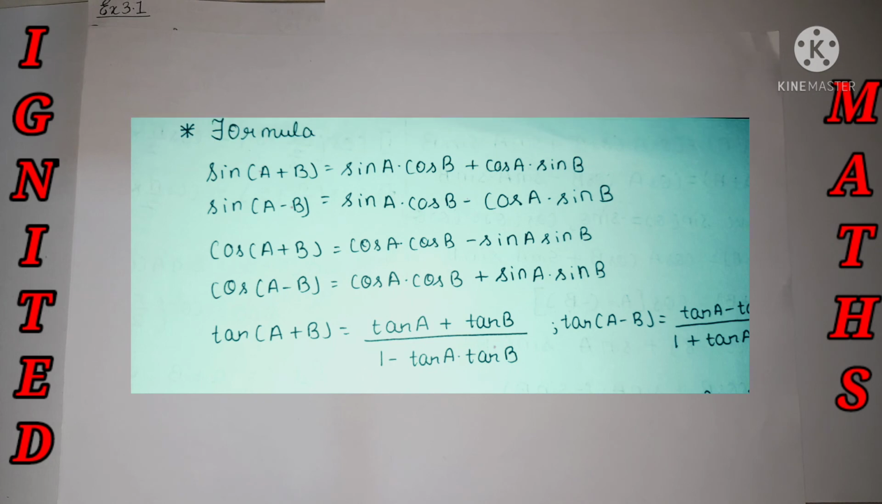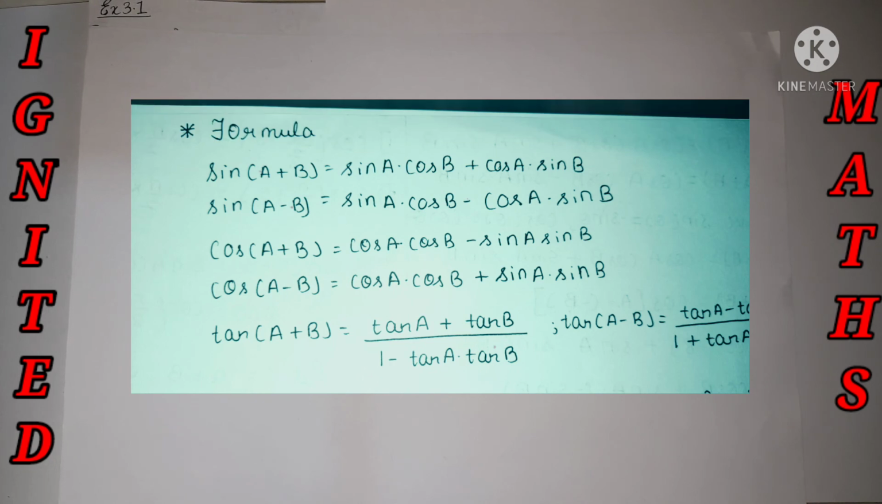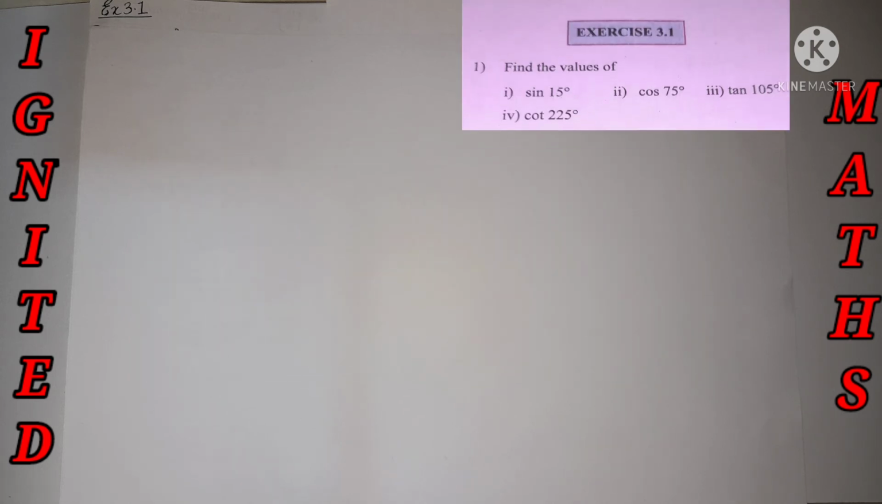Before moving to the exercise, here is a quick revision of the trigonometric functions of compound angles formulae listed over here. That is sine of a plus b, sine of a minus b, cos of a plus b, cos of a minus b, tan of a plus b, and tan of a minus b. The compound angles are nothing but the sum or difference of two angles. So we need to remember these formulae before moving to exercise 3.1. Let's start with exercise 3.1.